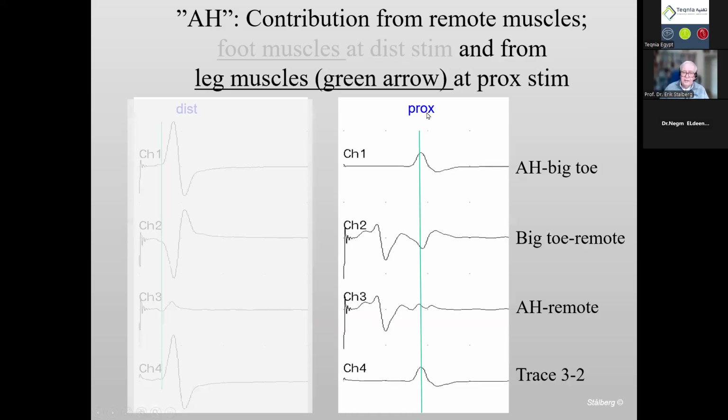When we stimulate the tibial nerve proximally, we usually get a lower amplitude because of problems with the temporal dispersion and so on. But we also get an early component here, exactly the same from the big toe as from the abductor hallucis, and they subtract and we get 0. And this is from the muscles in the leg that we activate when we stimulate the tibial nerve.